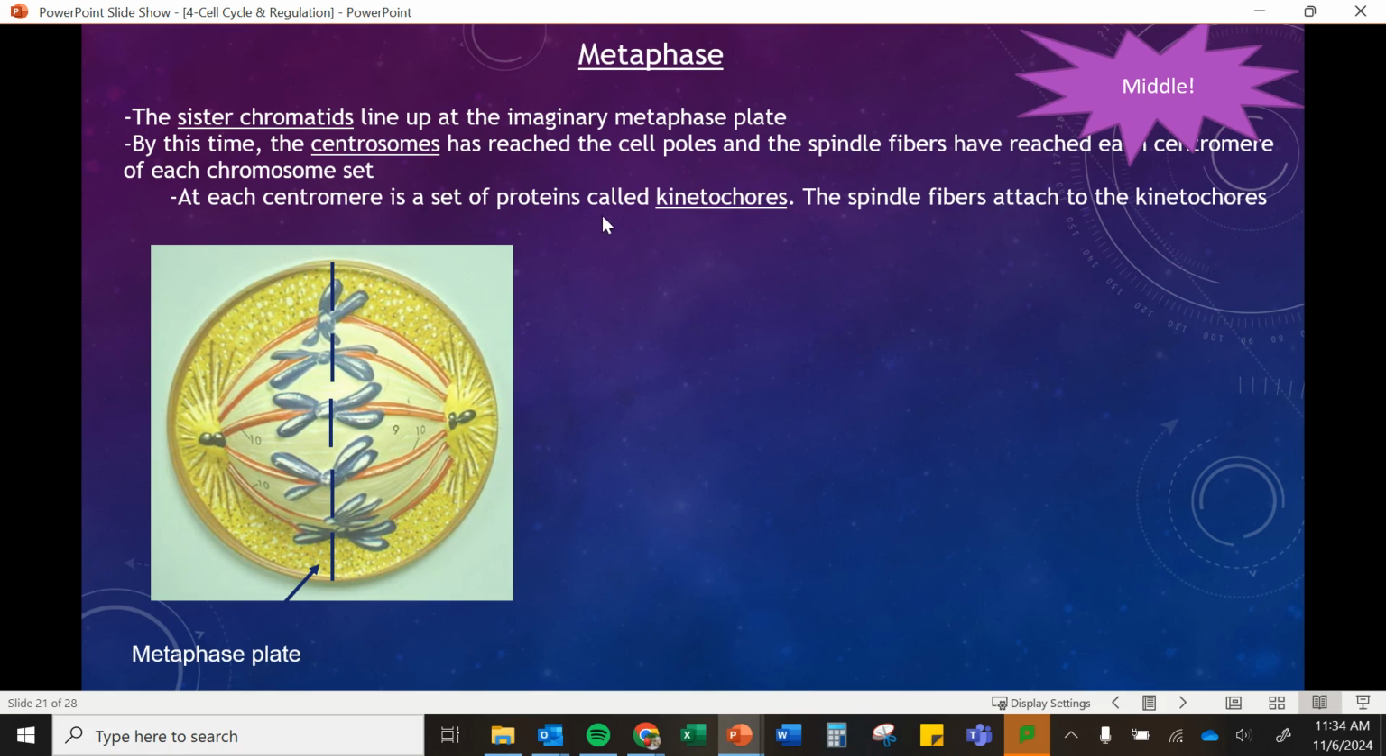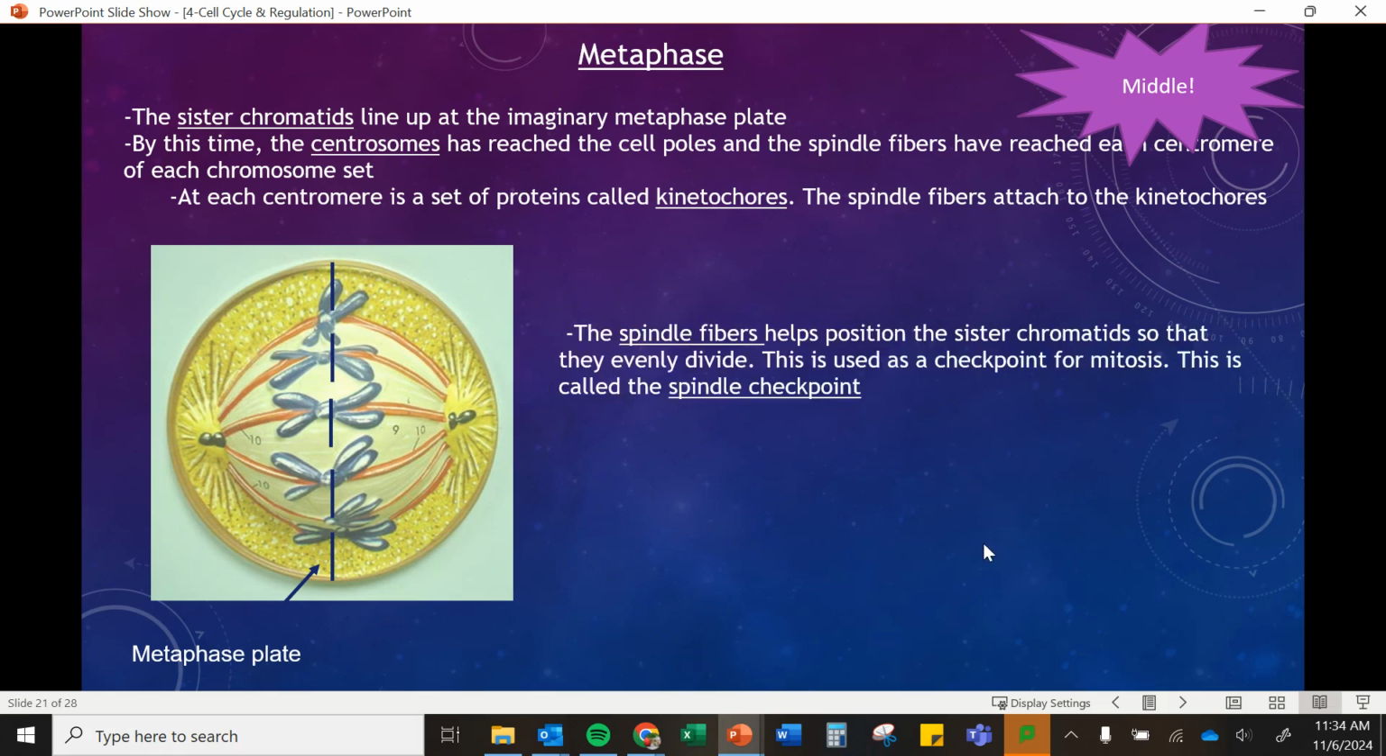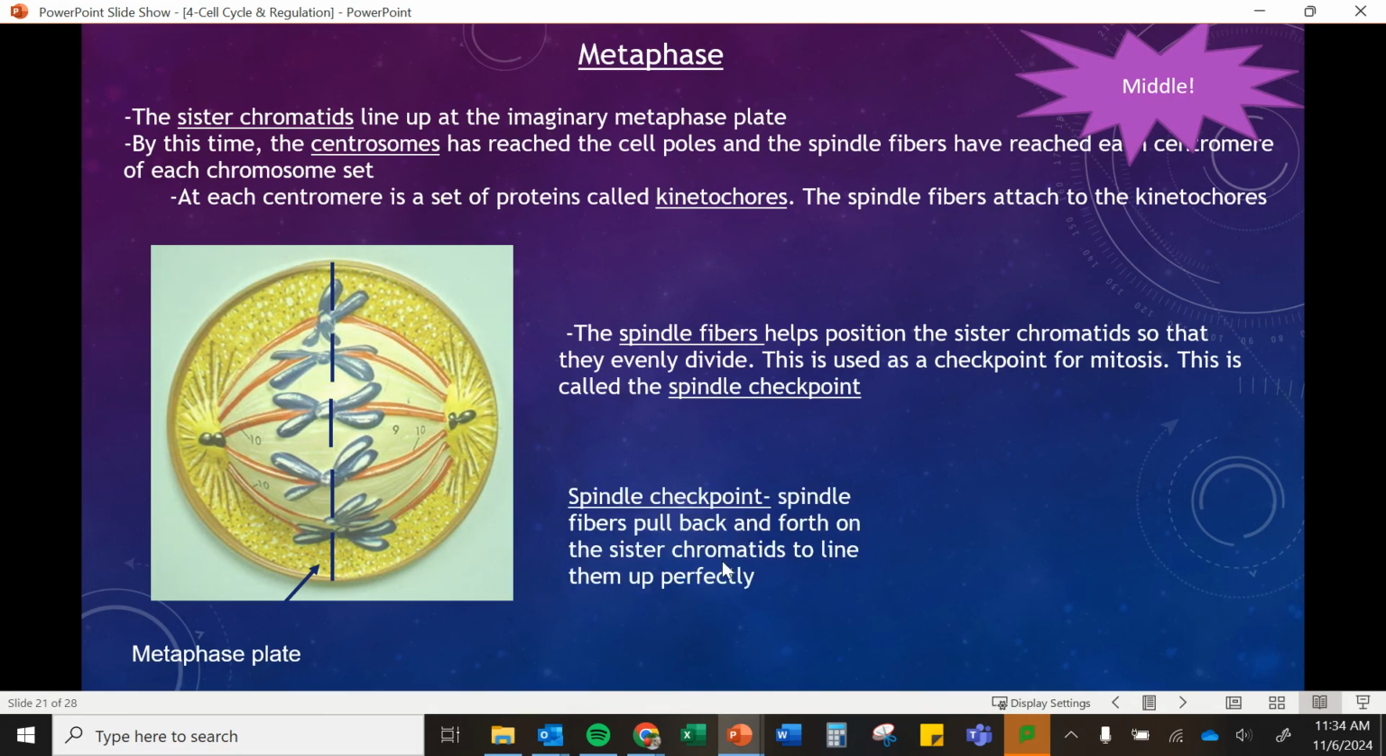The protein where the spindle fiber is attached to the centromere is called a kinetochore. And the spindle fibers help position those chromosomes in the middle. And we have another checkpoint here. This is called a spindle checkpoint.